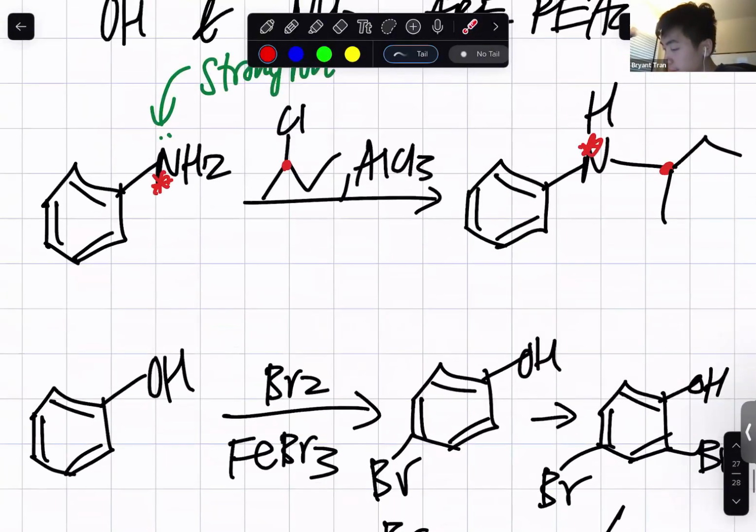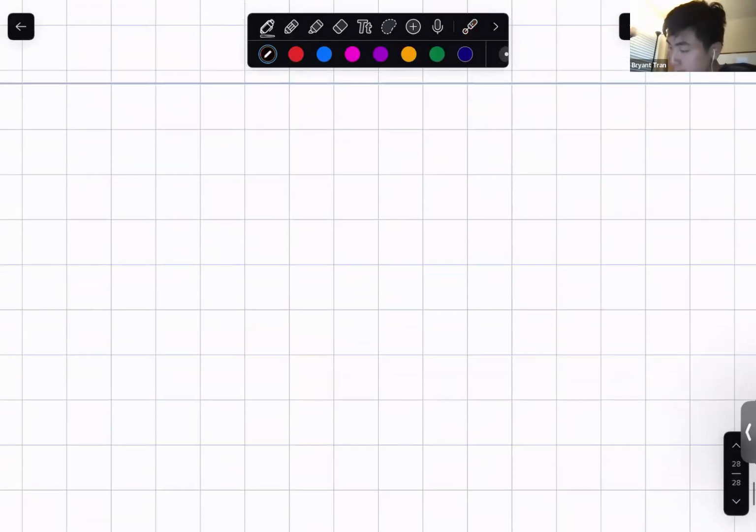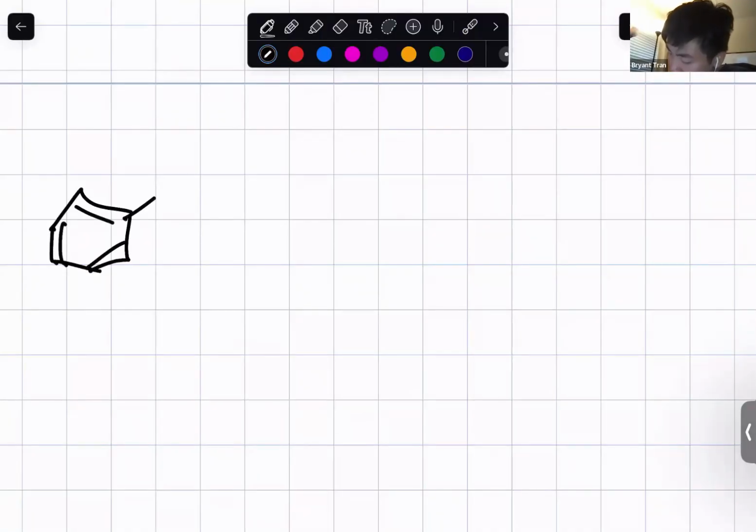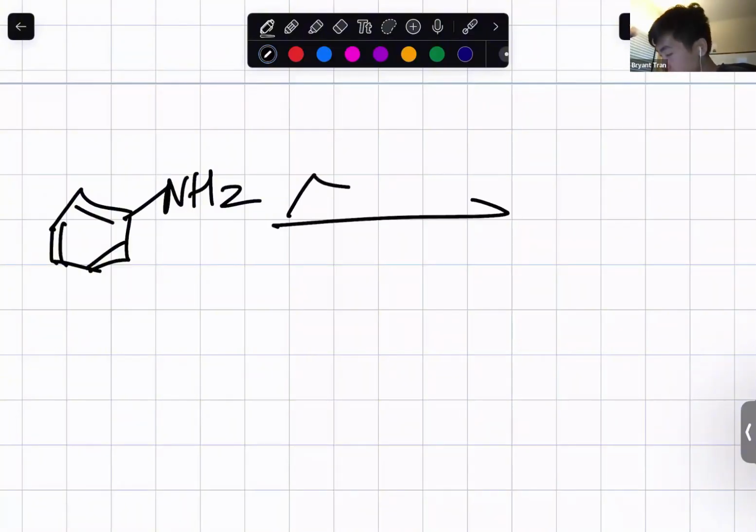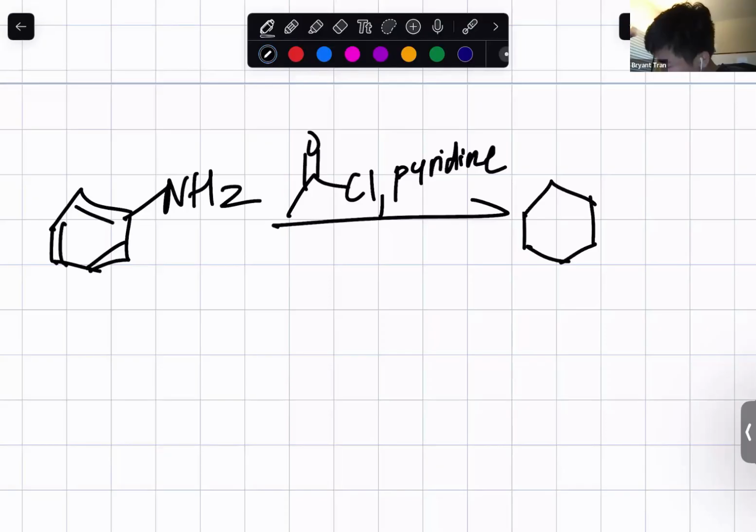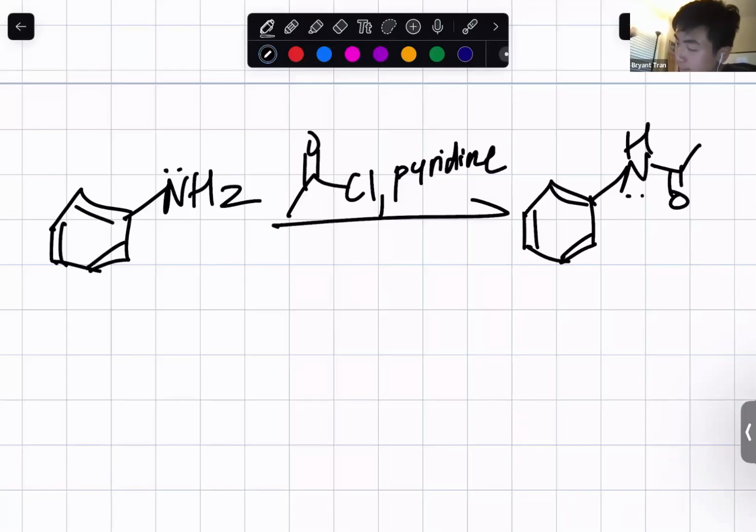Now, we can control the reactivity of the NH2 and OH by making it weaker. Let's talk about the aniline, which is the benzene with the NH2 here. And if we use these reagents here, this acyl chloride with pyridine base, we're gonna get this amide here. Right. Now this is a 118C reaction, which you do need to know like the transformation of, but you do not need to know the mechanism of.